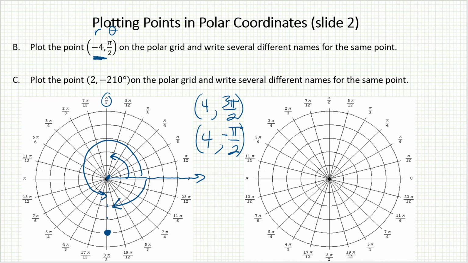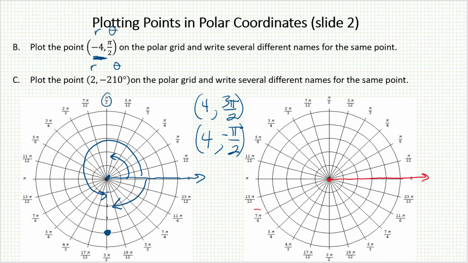The final example says plot the point 2 comma negative 210 degrees. Again, here's my r and here's my theta. Now obviously my polar graph paper is set up in radians, so I'll have to do some thinking here. I'm going to start at the origin, facing the positive x-axis. I am going to rotate around clockwise because of the negative. Let's see, how far am I going to end up? 210 degrees, that's 7 pi over 6.